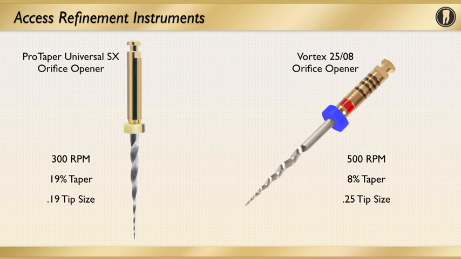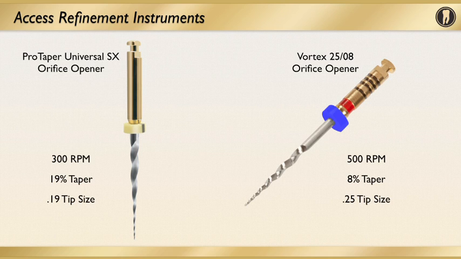Now, once you're into the pulp chamber and you've done your enlargement, you've stretched out your access shape so you have plenty of access into it, and you've also refined it so you have straight line access, I like to do my orifice opening. My favorite orifice opener is the Vortex 2508 orifice opener. You run it at 500 RPMs. It's got a nice sturdy 25 tip.